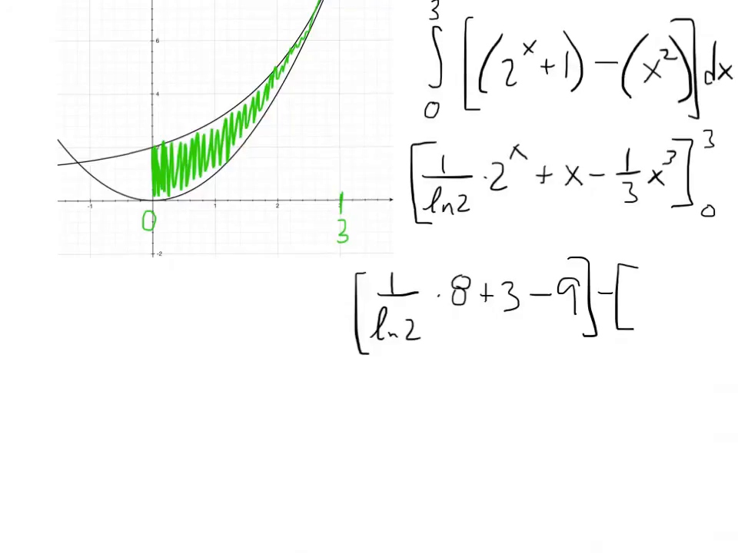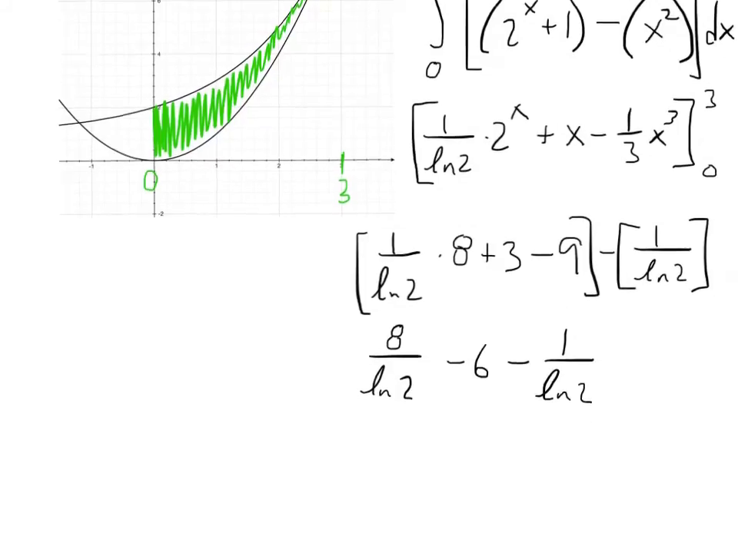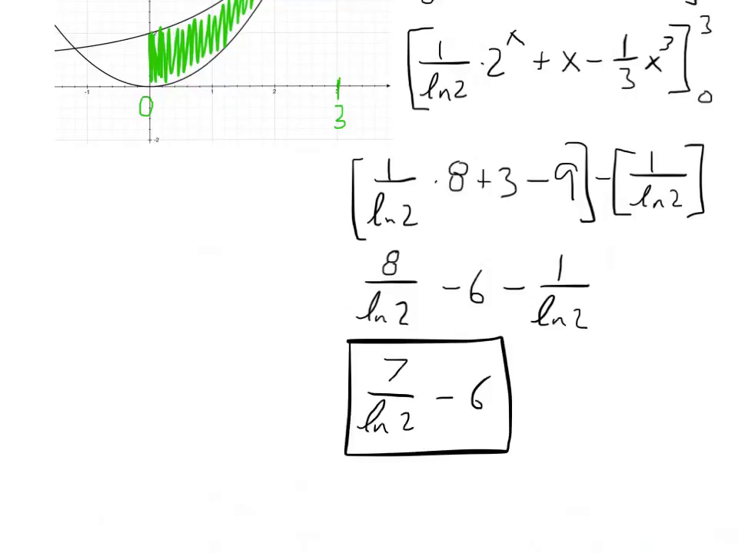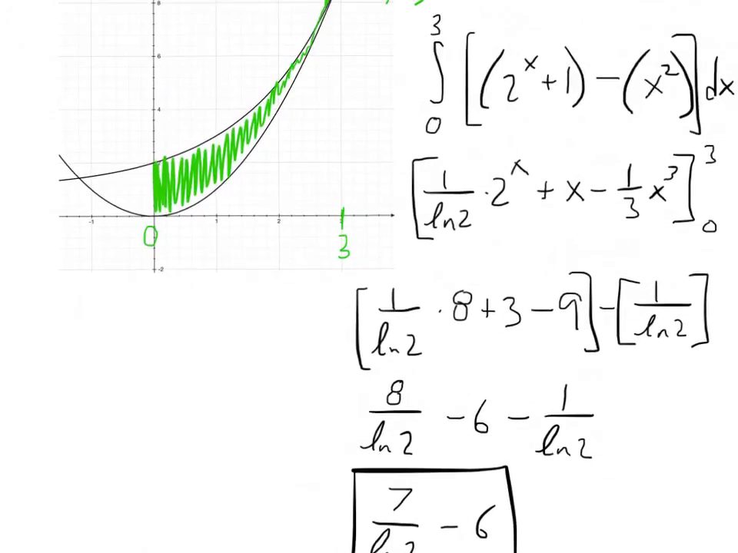minus. Now, careful not to fall into the trap here. It's really common to feel like, oh, when I plug in 0, these are all just going to disappear. I'll agree that plugging in 0 here will make it vanish, and 0 here will make it vanish, but when you plug in 0 here, you're going to get 2 to the 0, which is 1, so you're actually going to have something here, 1 over ln 2. And so what we end up with here is basically 8 over ln 2 minus 6 minus 1 over ln 2. And so it seems like our final answer is going to be 7 over ln 2 minus 6. And that should be the area of this green region that was found up above.